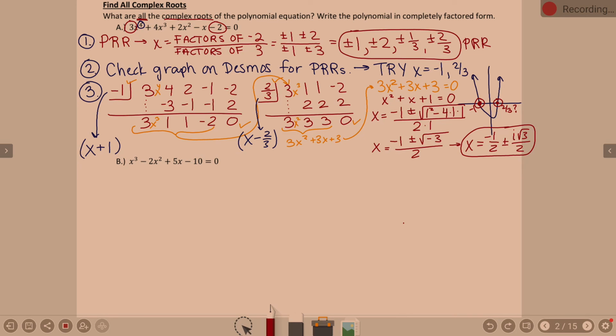How many answers is that right there? That's 2. One with the plus sign, one with the minus sign. What were my other 2 answers? x minus 2/3 and x plus 1. Well, those were my factors, so they're not the answers. Got it.